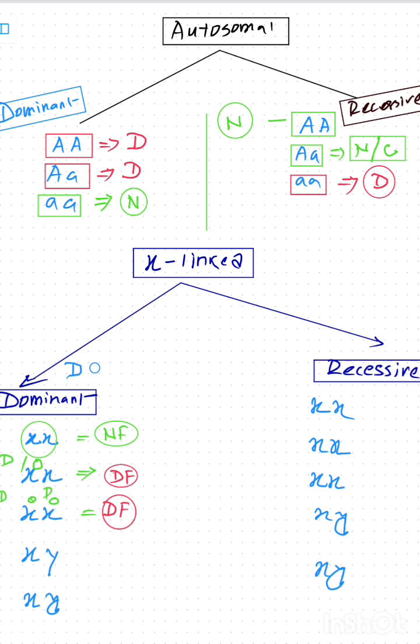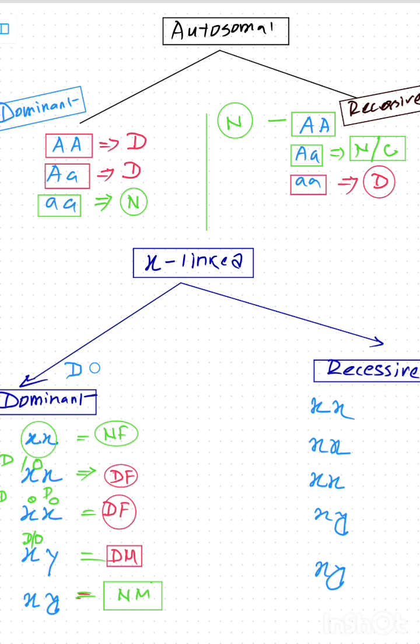In case of this one, if we have XD or X0, it will be affected or diseased male. Diseased male. This is X-linked dominant type. And in case of X, obviously it is a normal male. Clear? Okay, now X-linked recessive.